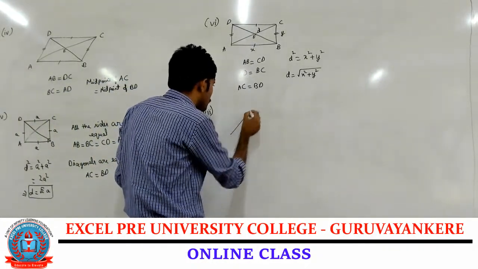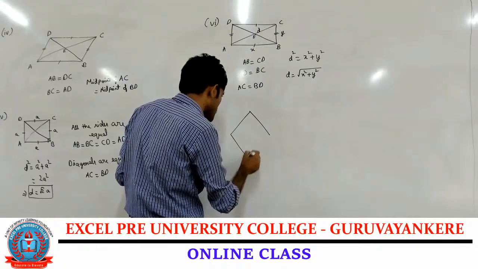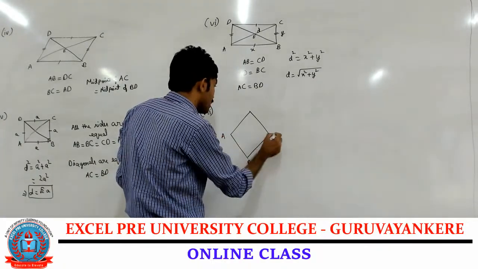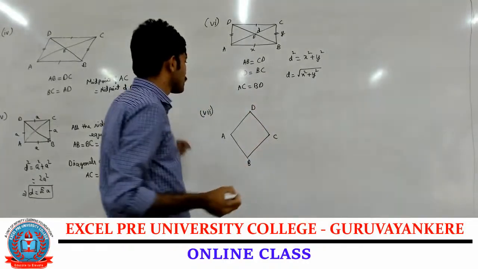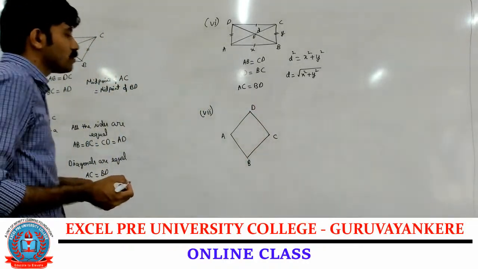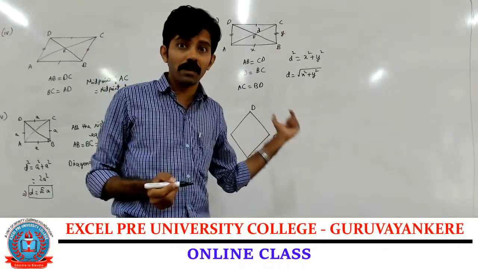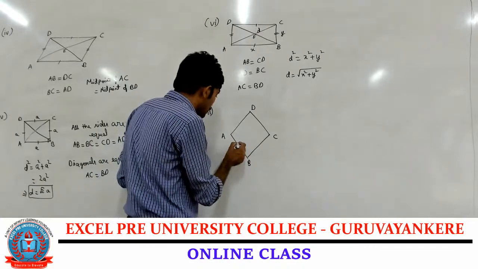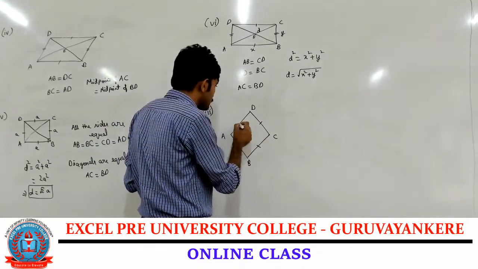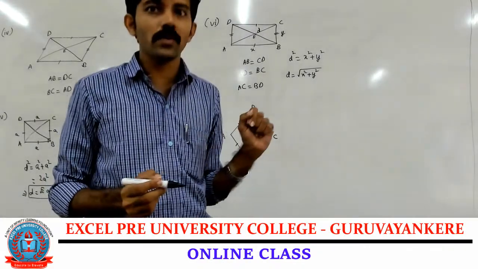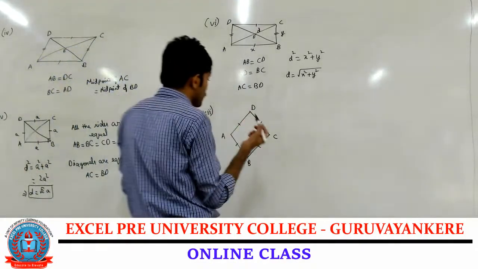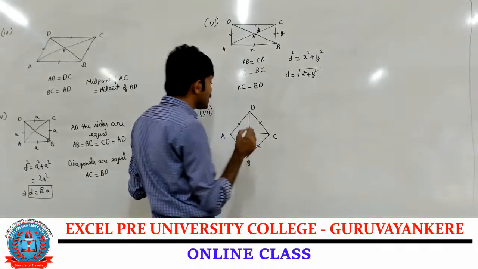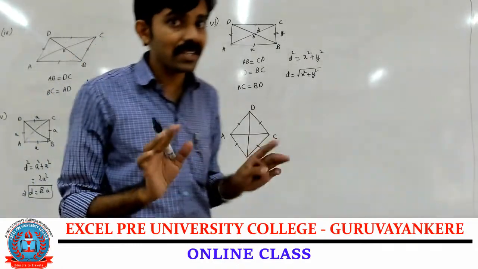Next we have a rhombus. ABCD is a rhombus. A rhombus is a particular type of parallelogram where all the sides are equal. Diagonals bisect each other, as in any parallelogram. The lengths of the diagonals are not equal here.